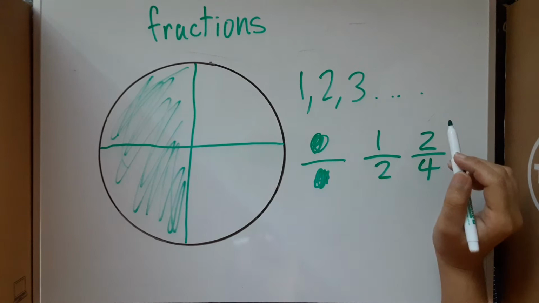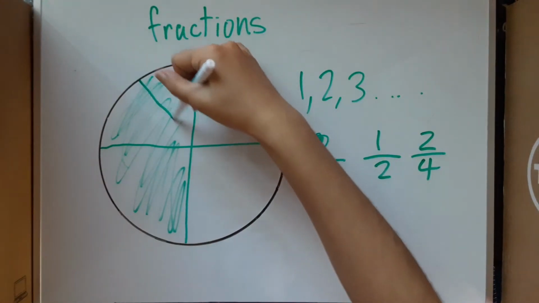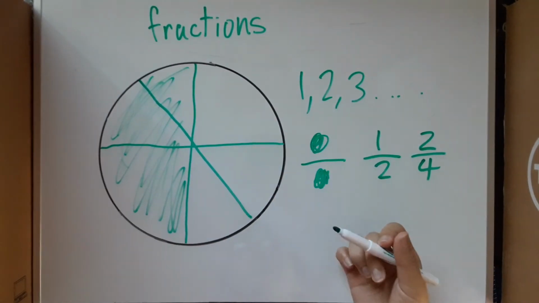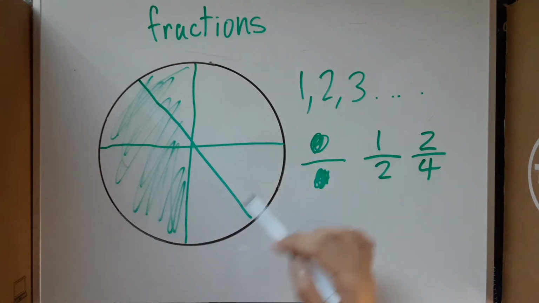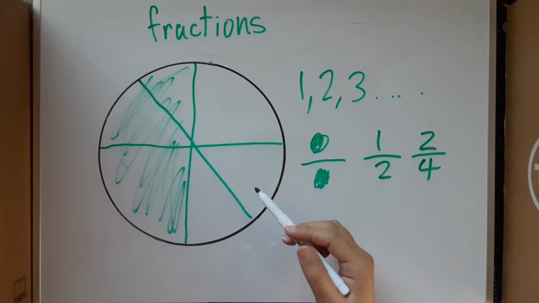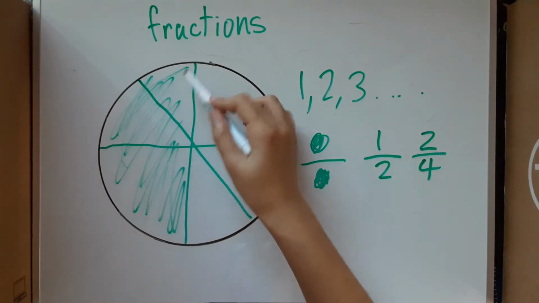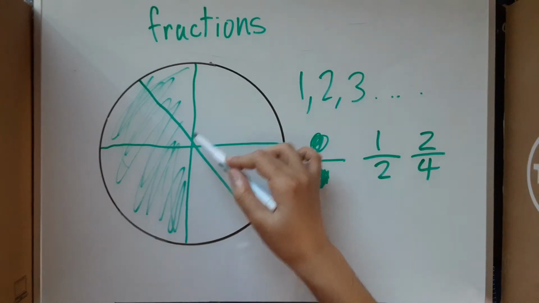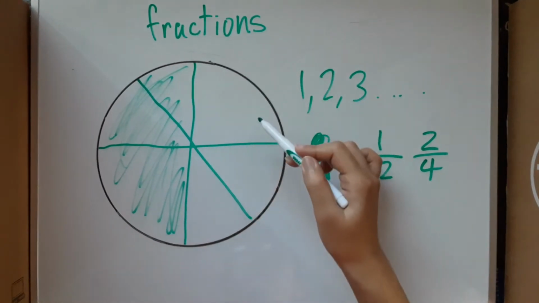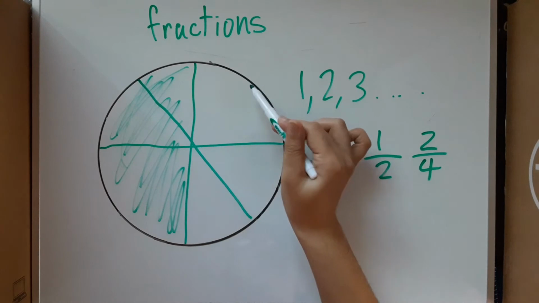We can cut it again. However, we can't use this as fractions because these pieces aren't equal. We can see how this piece is smaller than this piece. So we would have to cut it one more time.